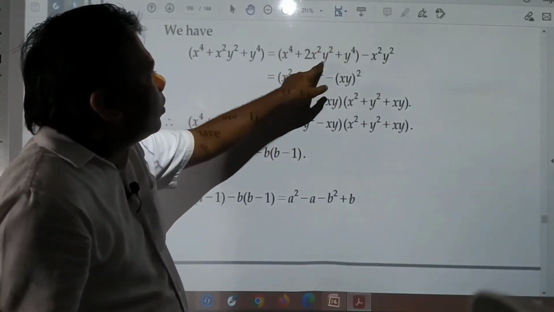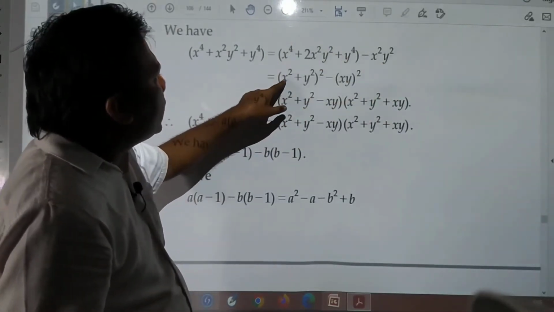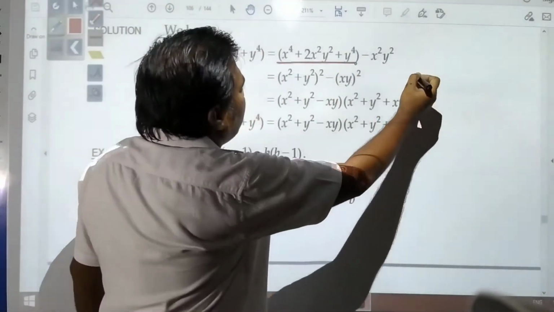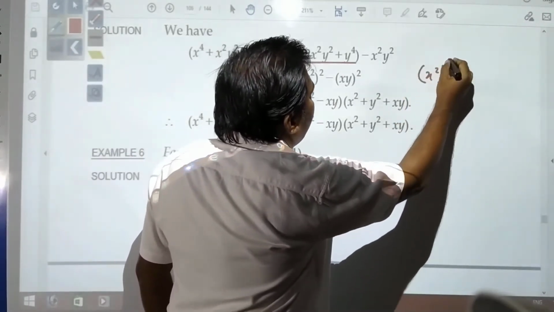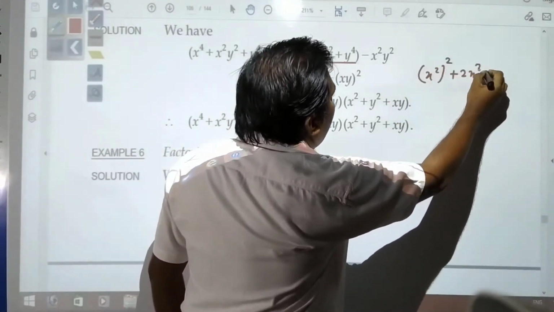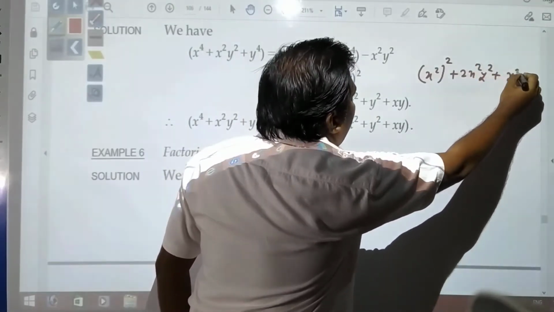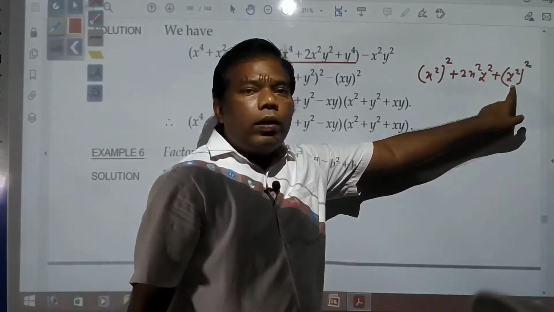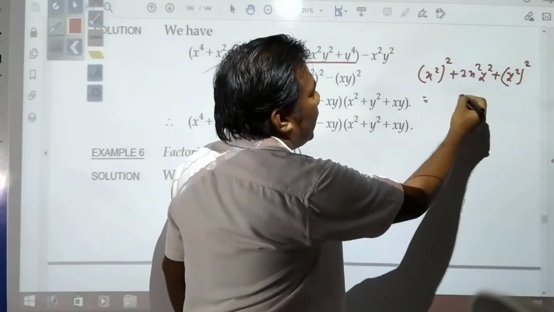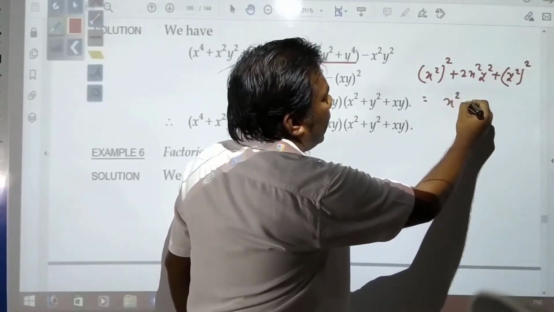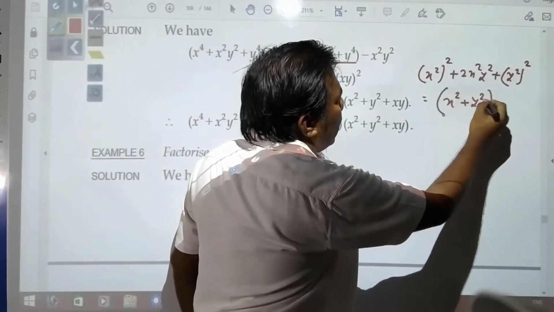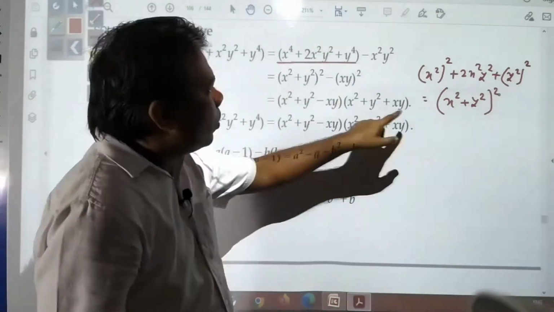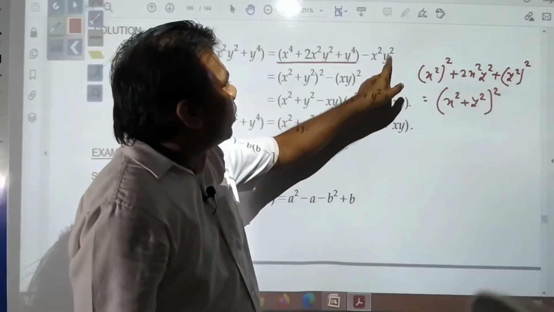But this has come into formula a², so you see how it will be written: (x²)² + 2·x²·y² + (y²)². Now you see a² + 2ab + b², so this can be written as (a + b)². So you have got (x² + y²)² minus this x²y².